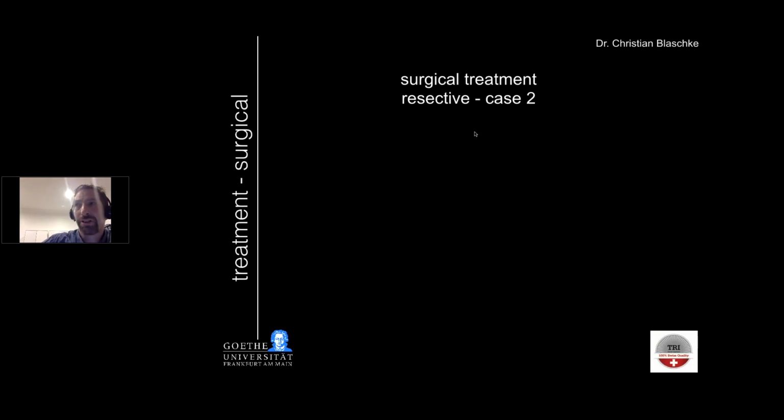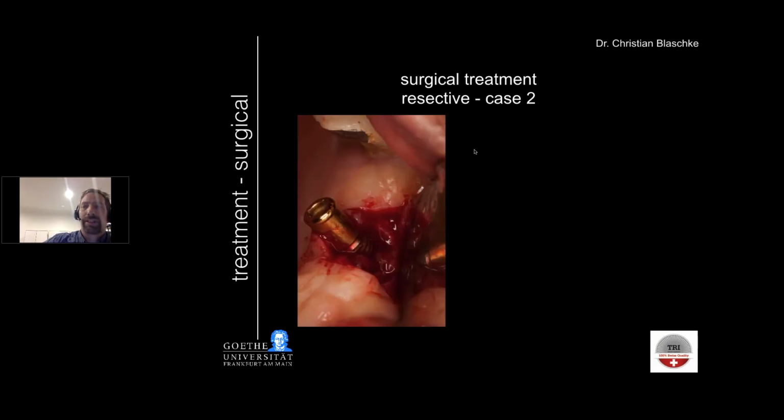And we have a second surgical resective case. Run through this quickly as well. This is a tree implant. There's a new one. I was very unhappy when I saw that. There's a fairly new implant placed. Obviously, it's part of a locator denture.